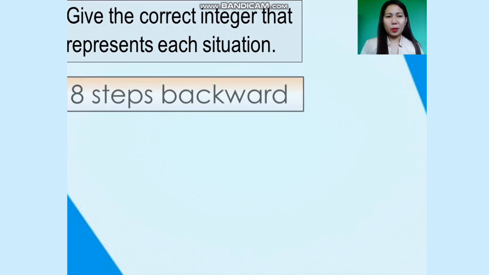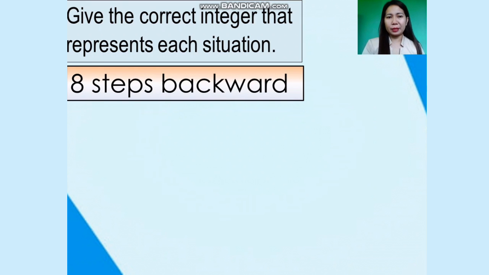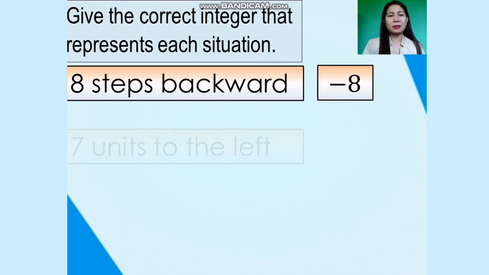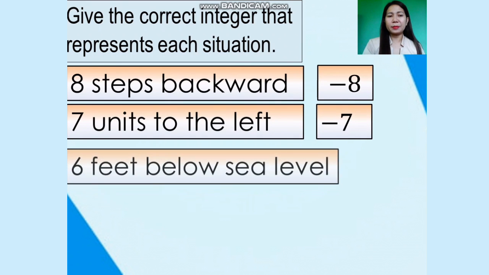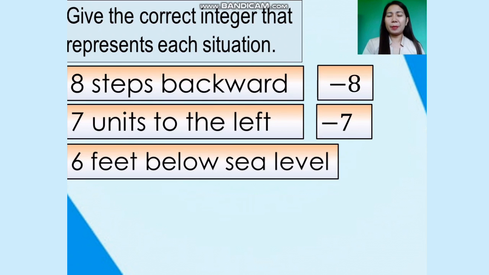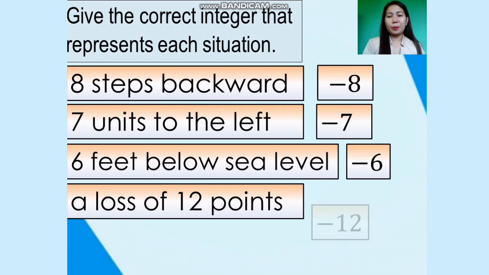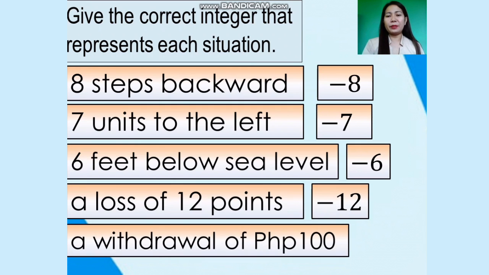Let's have these examples. 8 steps backward means negative 8. 7 units to the left means negative 7. 6 feet below sea level means negative 6. A loss of 12 points is equal to negative 12. A withdrawal of 100 pesos is equal to negative 100.